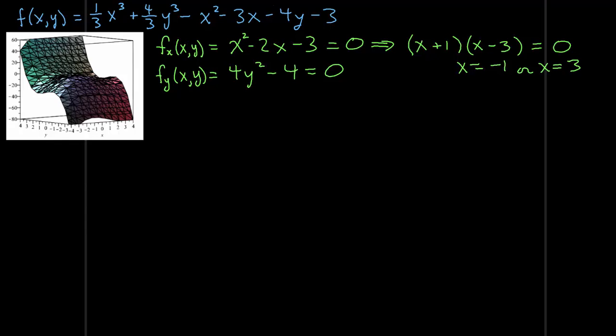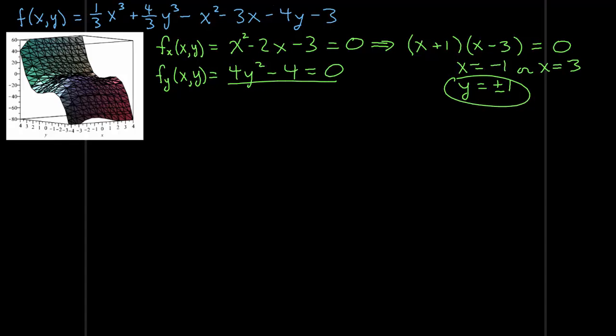Now for this one here, if I bring over the 4 and divide by 4, I get y equals plus or minus 1. So this solution is y equals plus or minus 1. So what we're saying is some things happen on this curve, and here's where they happen. Here's what we want to look at.